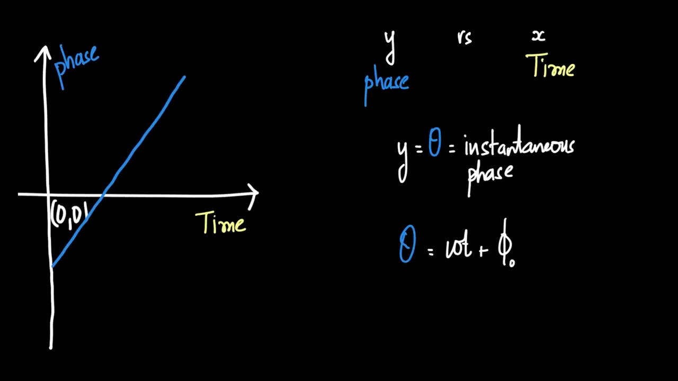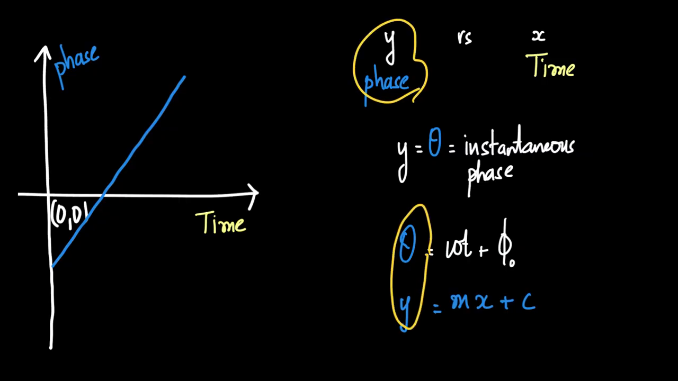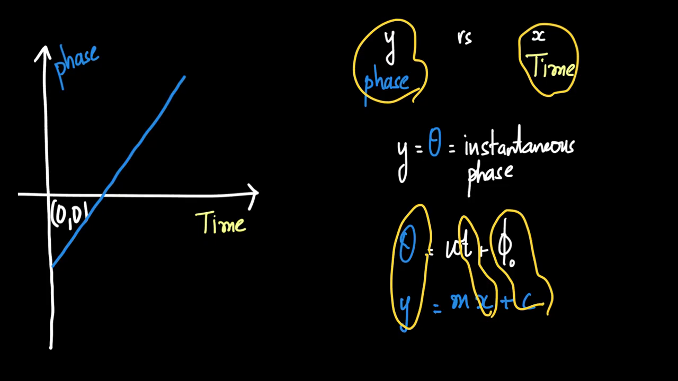Now, the y axis is phase, the x axis is time. Y here is equal to theta, which is the instantaneous phase, and this instantaneous phase theta is written as omega t plus phi zero, which we can compare to the equation y is equal to m x plus c. Then we have theta is equal to y. Y is the phase. X is equal to t. X is time. And c is phi zero.